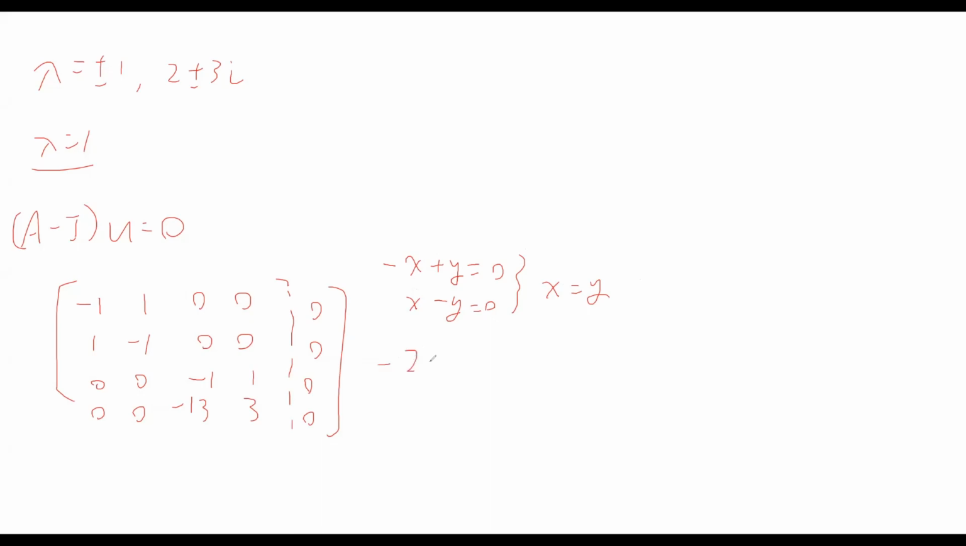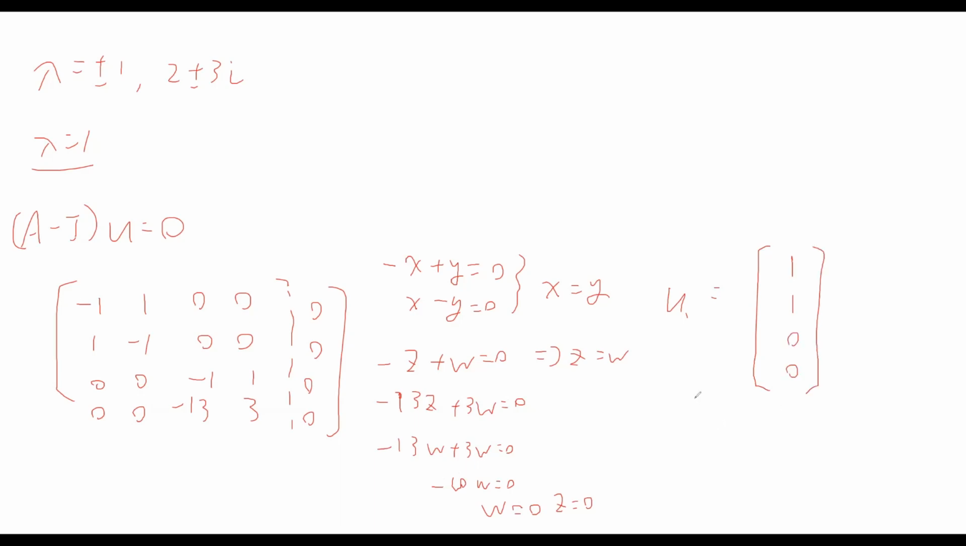So negative z plus w is 0, and then negative 13z plus 3w is equal to 0. All right, so here z is equal to w. And then we get what? Negative 13w plus 3w is 0. Negative 10w is 0. So w is 0, and z is 0. Okay. All right, so u1 is going to be 1, 1, 0, 0. Okay, very easy.